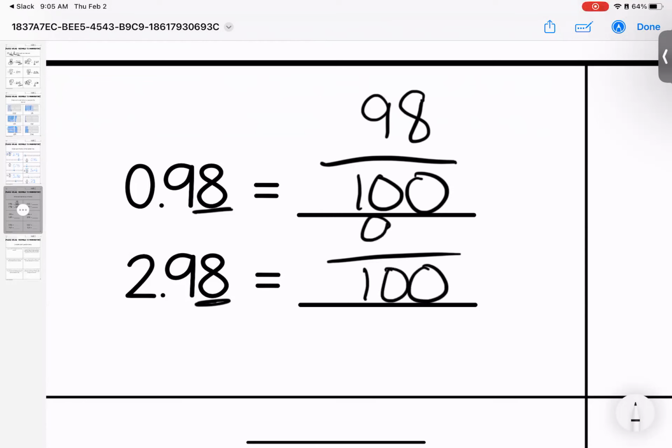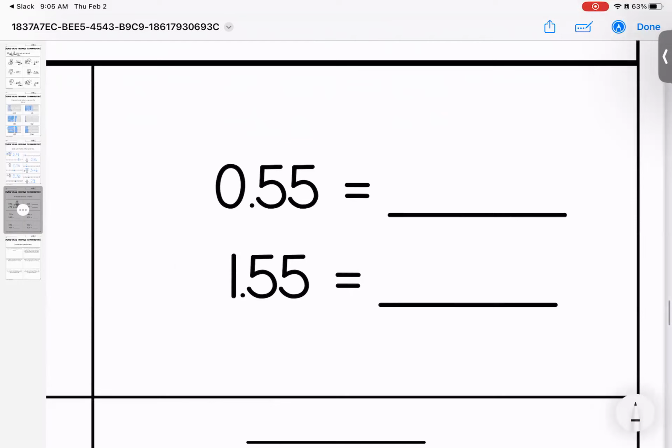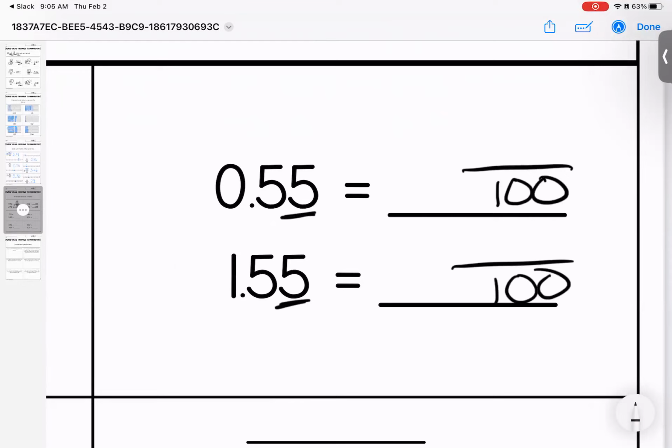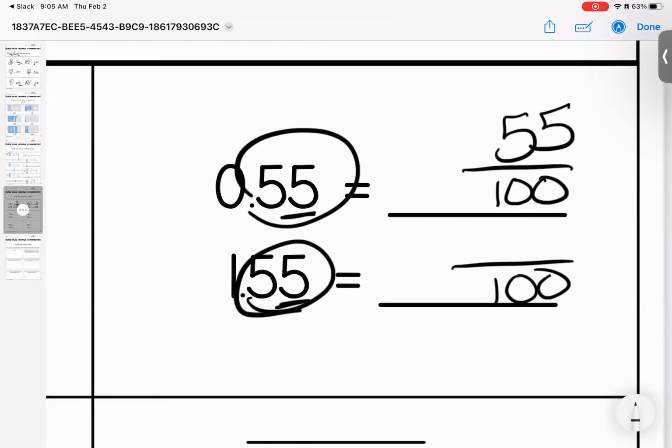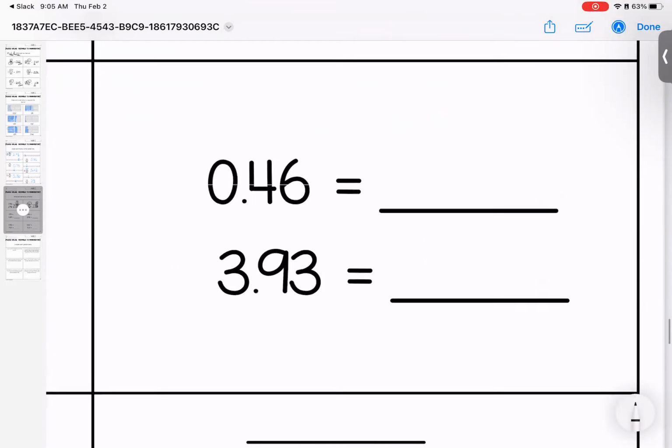How many do I have? 98. But don't forget, I also have 2 wholes, 2 and 98 hundredths. Looking at that last decimal place value to get my denominator, that 5 is in the hundredths place in both numbers. How many hundredths do I have? 55. And 1 whole, 1 and 55 hundredths.